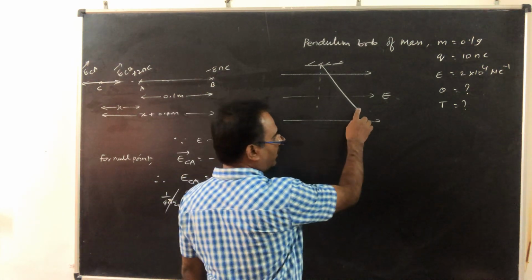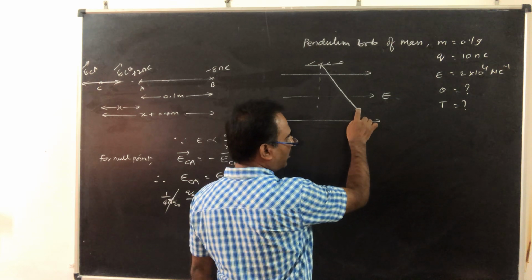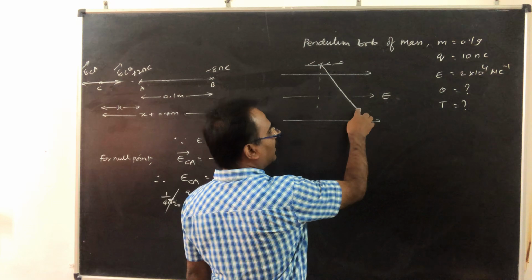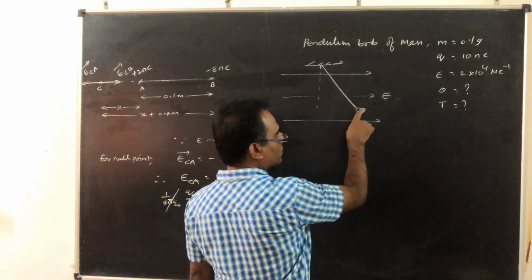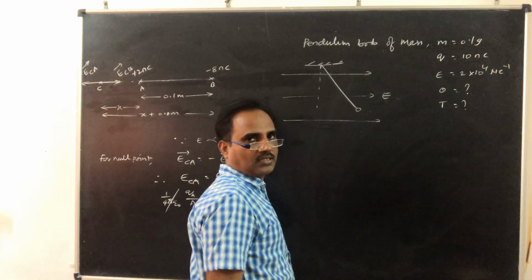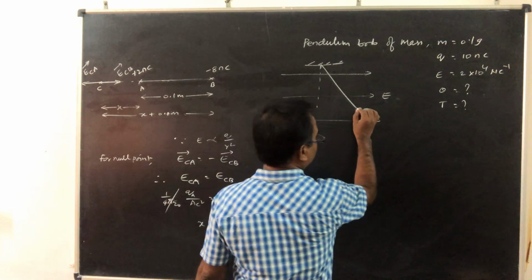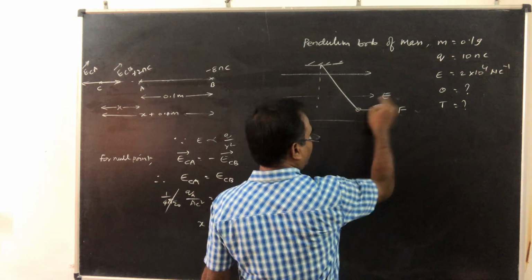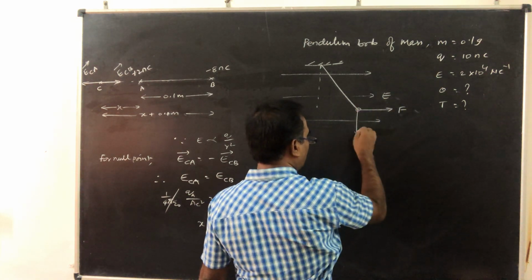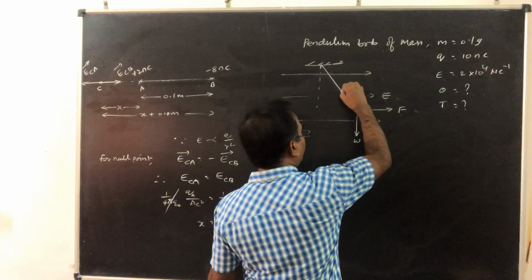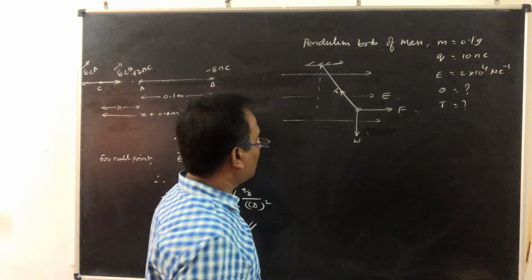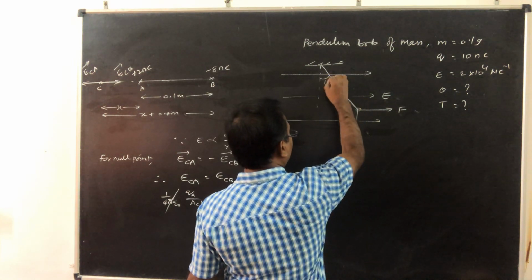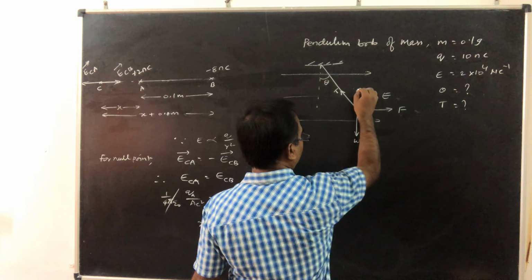This being a charged body, when a charged body is in the electric field, the charge on it being positive, it experiences a force along the direction of the electric field. So this is the force on the charged body. And it has mass, therefore there will be a weight W acting like this and there will be a corresponding tension T. Now the question here is, you are asked to find this angle theta and this tension T.